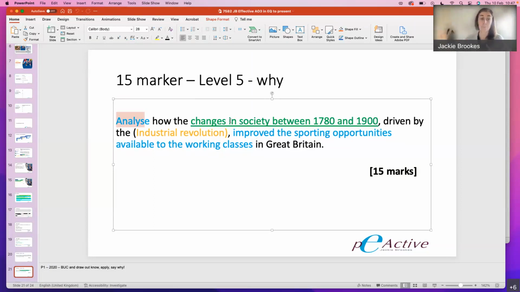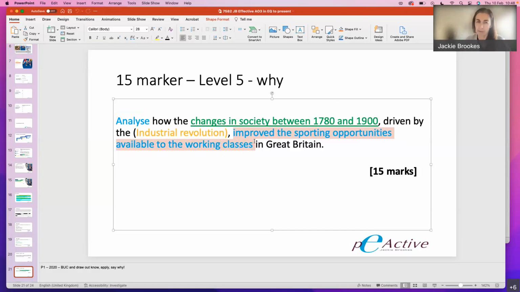I think they should see a plural there and think, right, I do one change, I take it through know, apply, say why, and then I do another. And then I might be doing one more. Three of those, know, apply, say why, done well, I believe is more than sufficient. Circle Industrial Revolution, because that's the context, that's kind of the application. And because it's analyse, with the say why we're identifying the characteristics of how that made sporting opportunities available to the working classes improve.